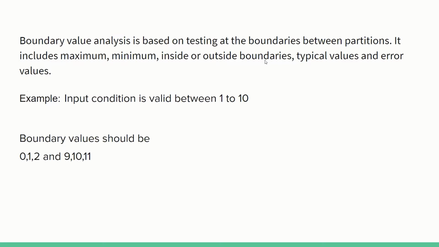Boundary value analysis is based on testing at the boundaries between partitions. It includes maximum, minimum, inside or outside boundaries. We can take an example like this. If in a text field we can enter a value between 1 to 10, then the boundaries to test should be 0, 1, 2, and 9, 10, and 11.